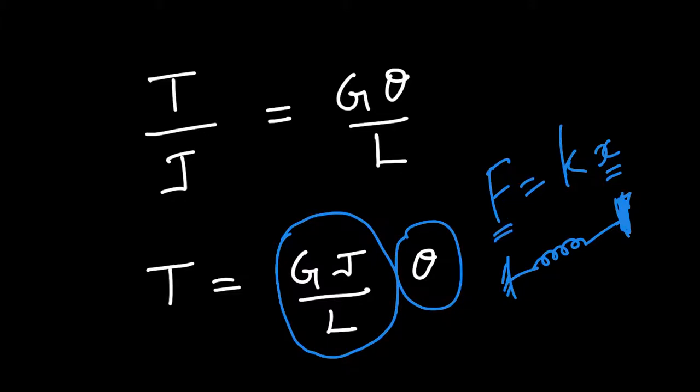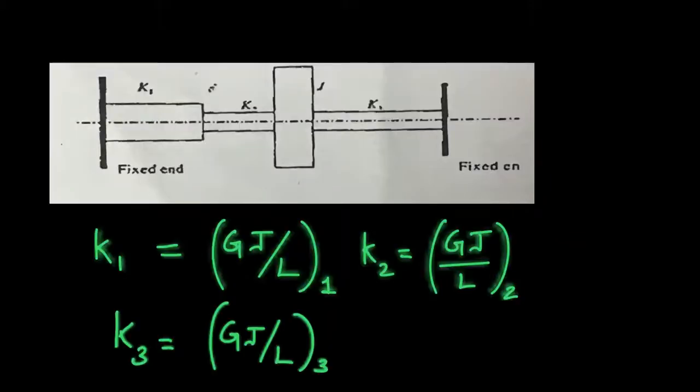In one case we have the axial force acting on the spring, and in this case we have the torque, external torque acting on the rod. So this particular quantity GJ by L is the torsional stiffness. Having established the intuitive meaning of torsional stiffness, now it's time to go ahead and solve the problem.